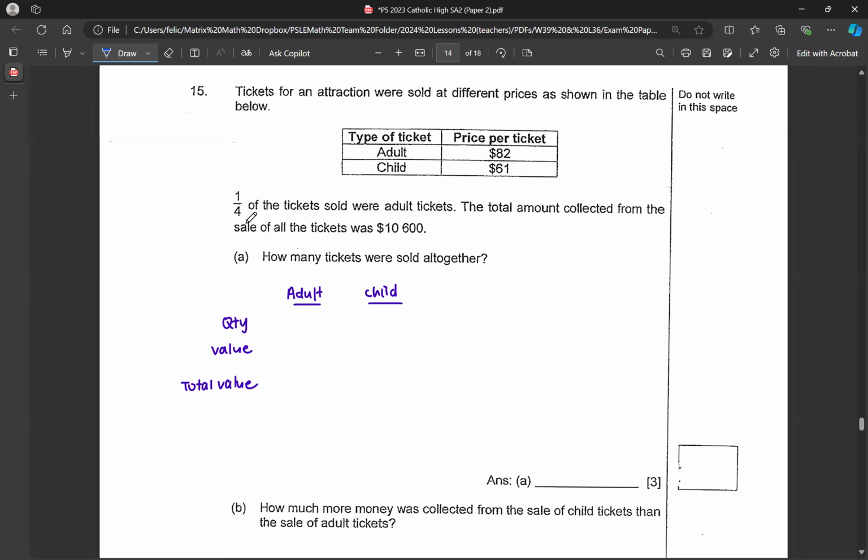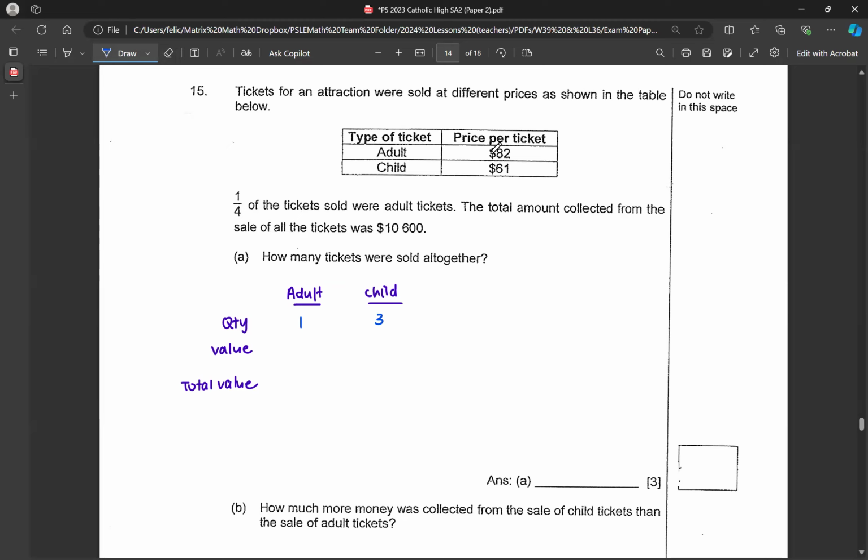For adults, they said 1/4 of the tickets sold were adult. So that means one adult. For child, take note, not four. Four is all the tickets sold, 1/4 of the tickets sold. So four is the tickets that were sold. That means child must be three. Sorry, I still wrote four. Three, not four. So 4 minus 1 is 3. 3 children per group.